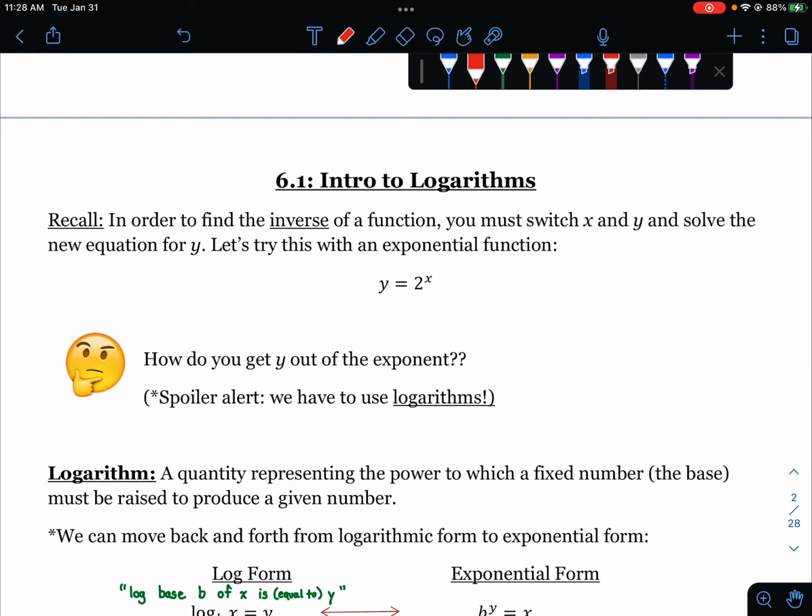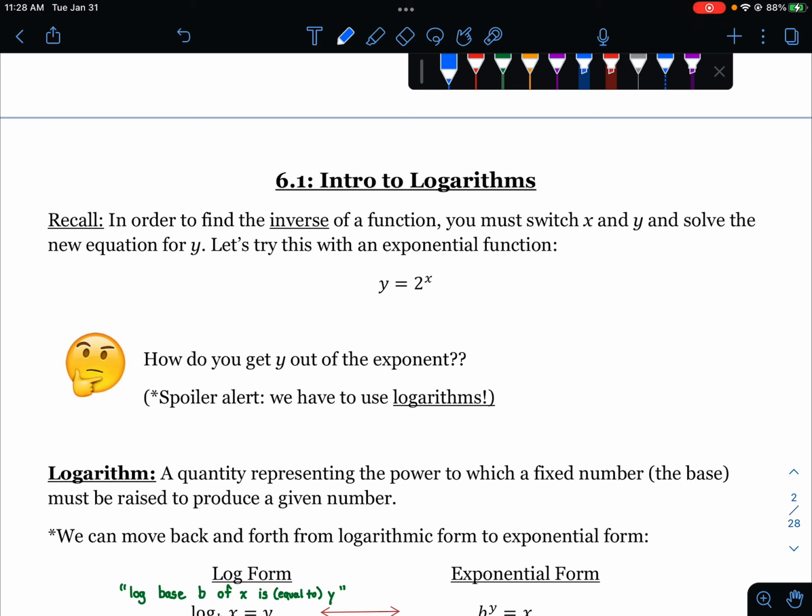This is selected problems from 6.1 Intro to Log Notes. Some of these problems I'm going to do, some of these I'm going to have you do, kind of fill in once we do some of these example problems. We're going to try and keep this video short. So we're going to look at these notes, and this is our introduction to logarithms.